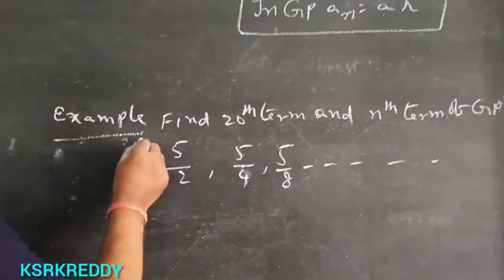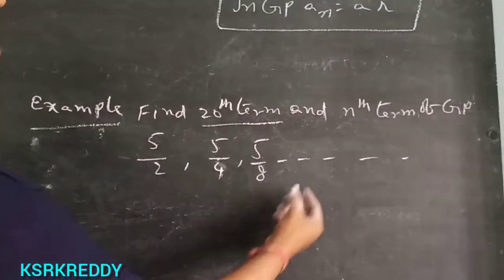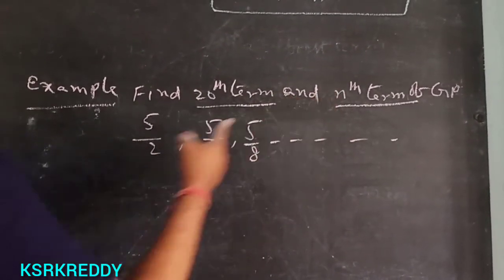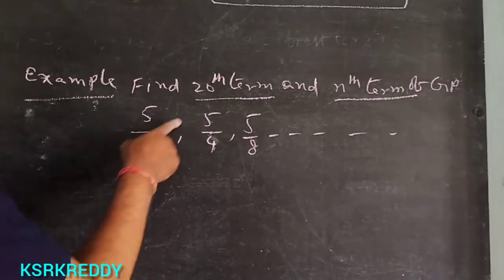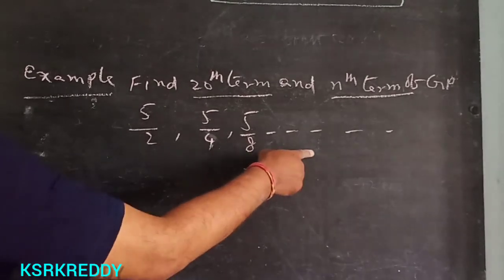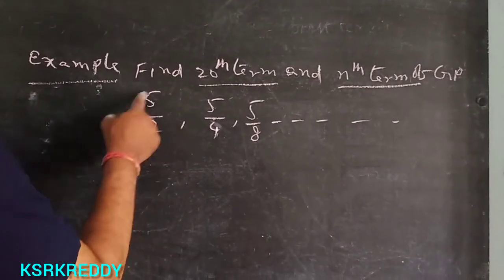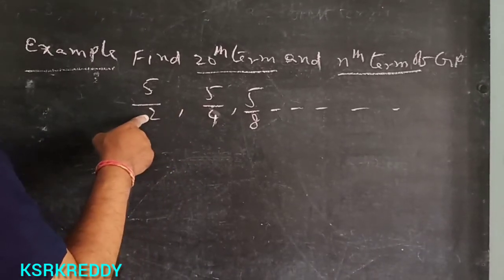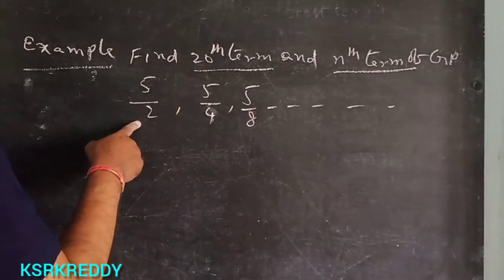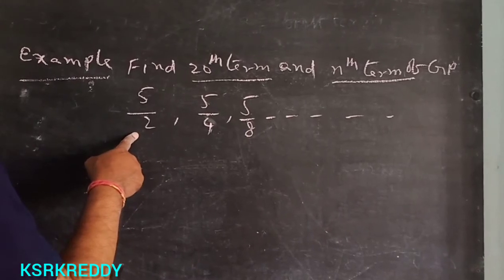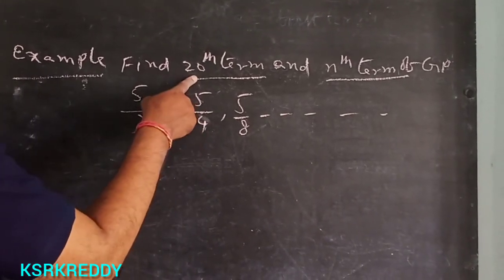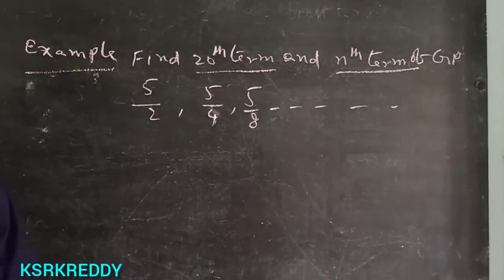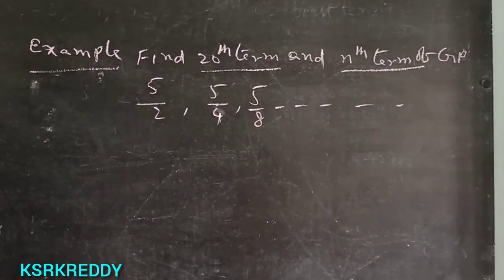It is also the same model. Find the 20th term and nth term of the GP. What is the GP? 5 by 2, 5 by 4, 5 by 8 and so on. So find a1 equal to 5 by 2, r equal to a2 by a1, which is the common ratio. Find a and common ratio. 20th term, a into r to the power of 19. Then nth term, a into r to the power of n minus 1. Substitute those a and r values.